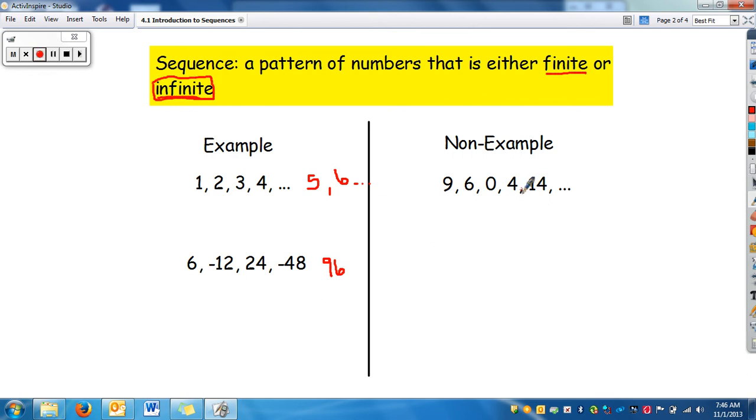A non-example would be something that isn't a pattern. There is no rhyme and reason for the numbers. You could be here all day trying to figure out the pattern with these numbers.